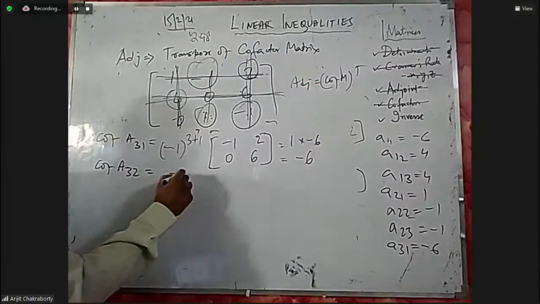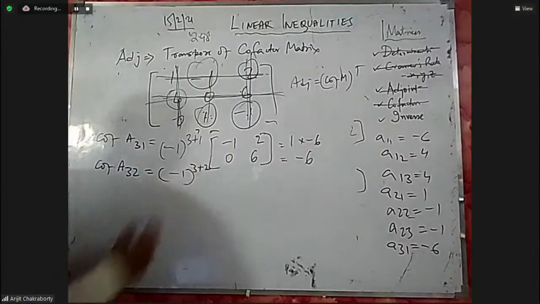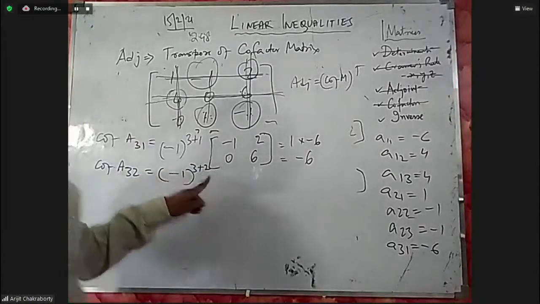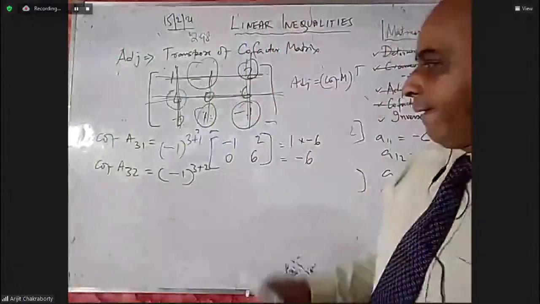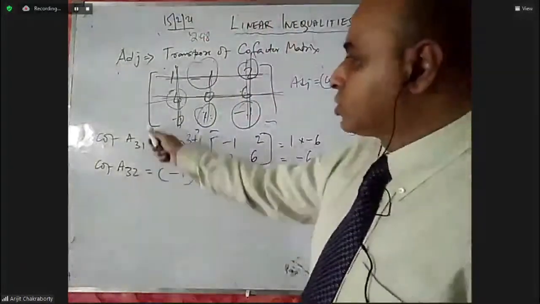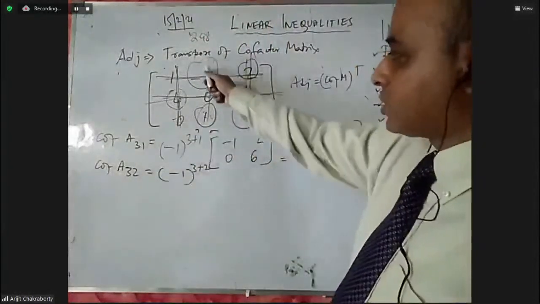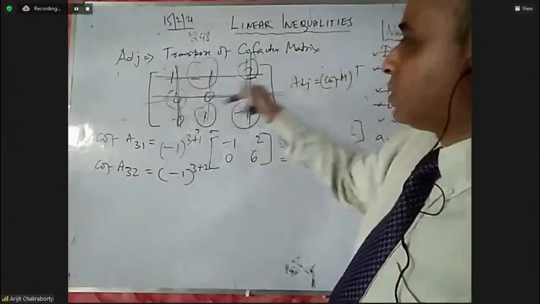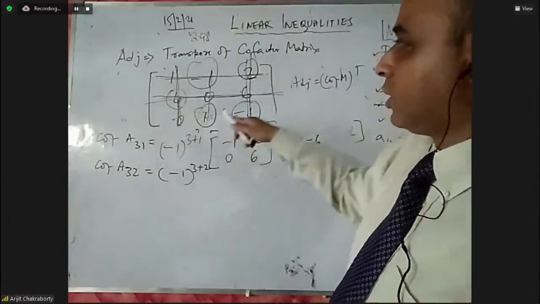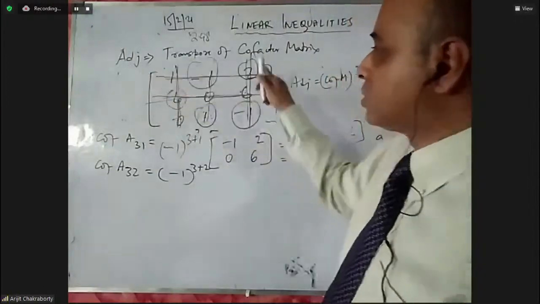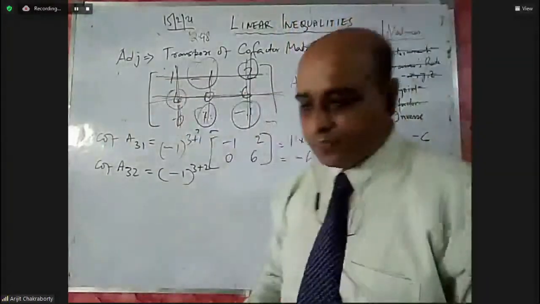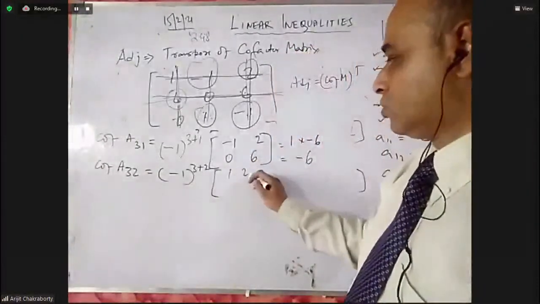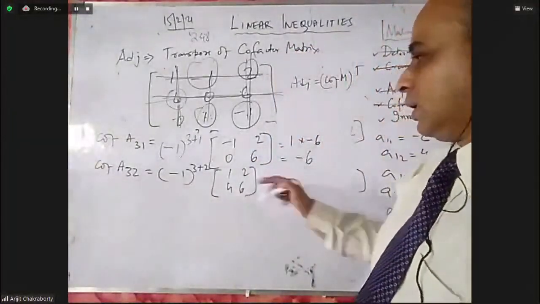The formula -1 to the power 3 plus 2. What will be the determinant? Quickly. 3 plus 2. So third row is gone and the second column is gone. So we get 1, 2, 4, and 6. We are doing 32. 1, 2, 4, and 6.